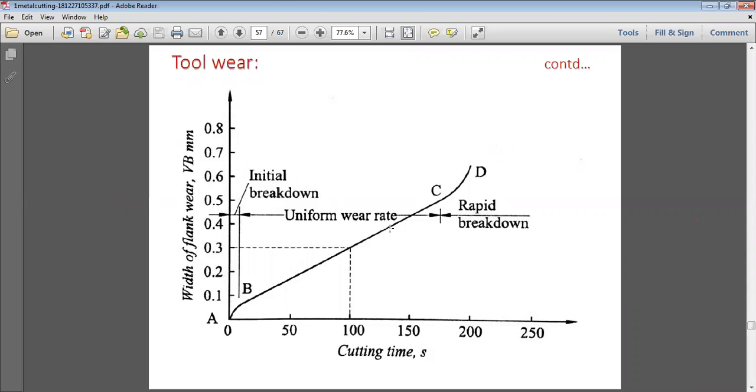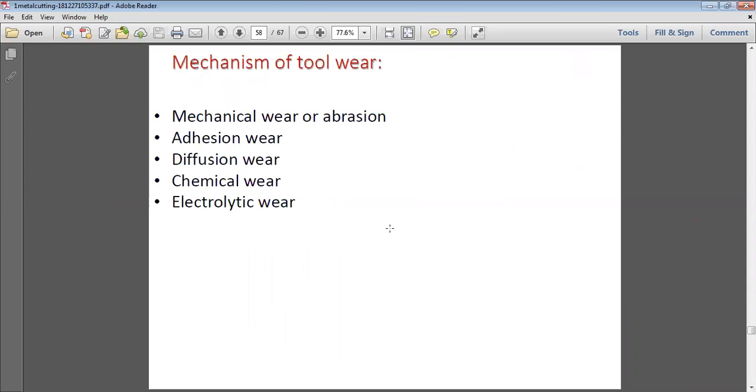The tool breakdown occurs due to the flank wear as compared with your cutting time in this case. So the mechanisms of tool wear are mechanical wear or abrasion, adhesion wear, diffusion wear, chemical wear, or electrolytic wear. Adhesion is basically the adhesion of particles on the tool. There is adhesion with your workpiece material and fusion over that part, that results in the wear of the part.